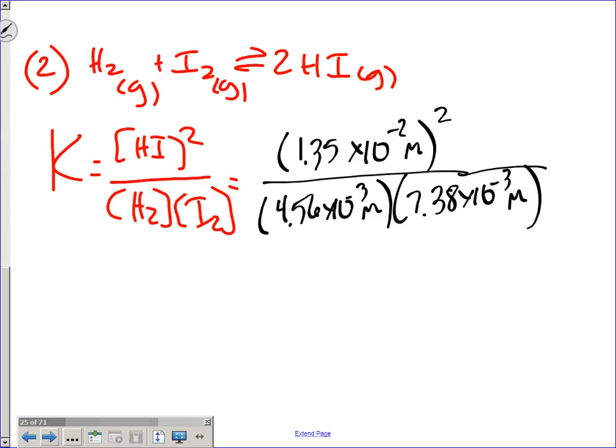Now, give me a thumbs up if you set your K expression up as HI squared over H2 times I2. Thumbs up. And you plugged in your values. I would definitely put double parentheses or just do the denominator and then divide it, or divide the numerator, because it's going to mess up your calculator if you don't have it 100% distinct in your calculation. Who can give me an answer here?